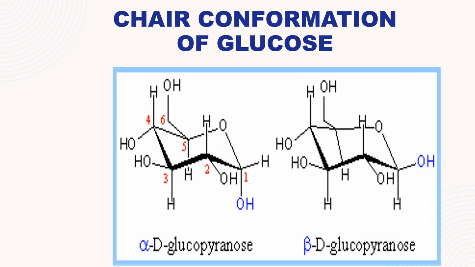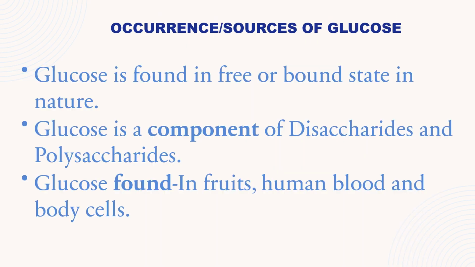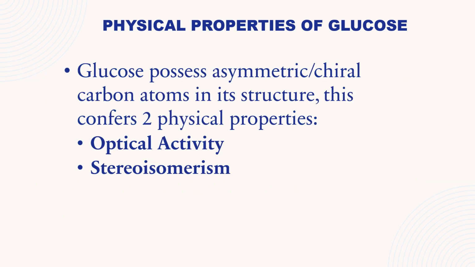These are the images of chair conformation of glucose. This is alpha D glucopyranose and beta D glucopyranose. Occurrence and sources of glucose. Glucose is found in free or bound state in nature. Glucose is a component of disaccharides and polysaccharides. Glucose is found in fruits, human blood and body cells.